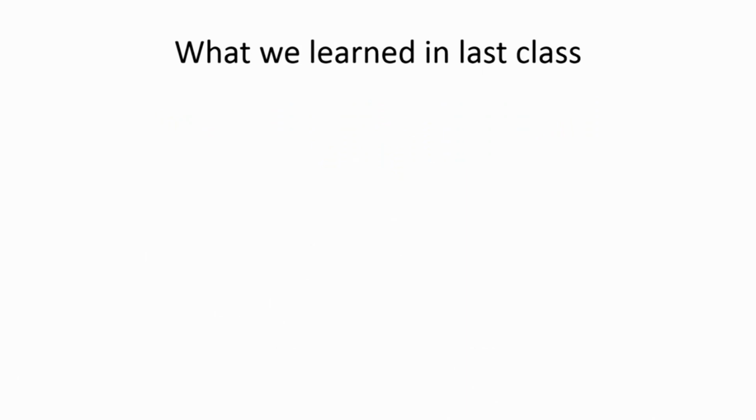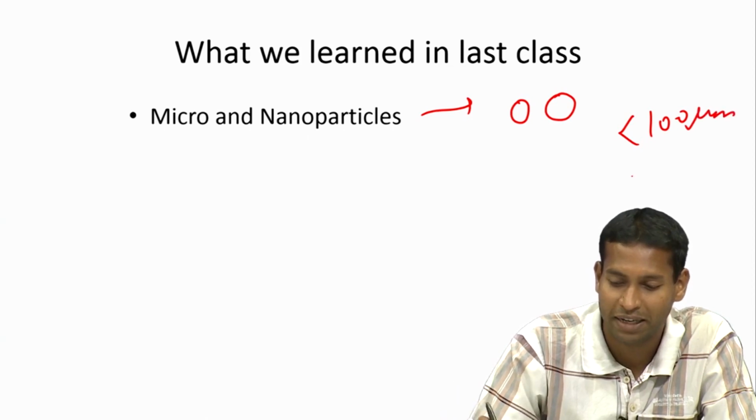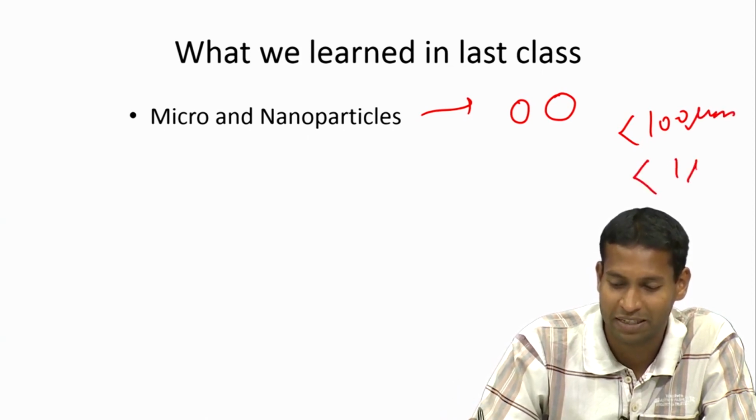We are now talking about micro and nanoparticles. So, just a quick recap of what we did in the last class. In the last class we introduced what micro and nanoparticles are. These are essentially the miniaturized versions of your matrix devices. Fairly small: anything less than 100 micron is a microparticle, and if you are talking about a nanoparticle, we are saying even less than 1 micron.